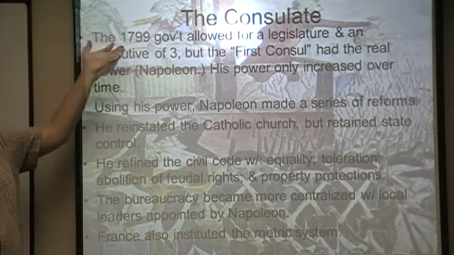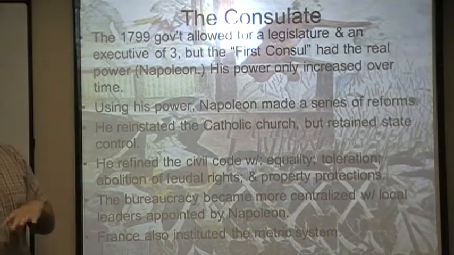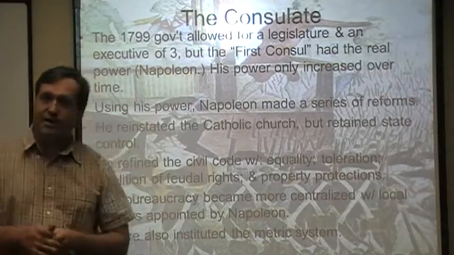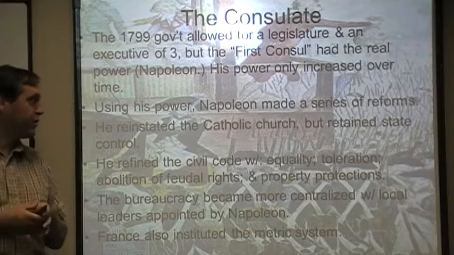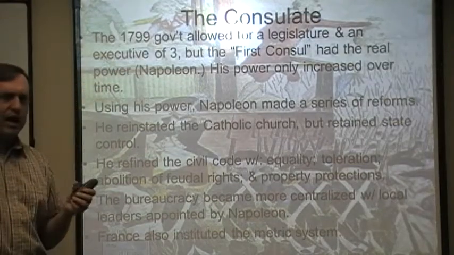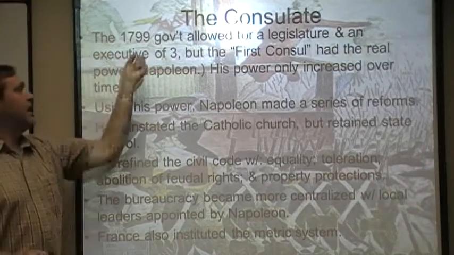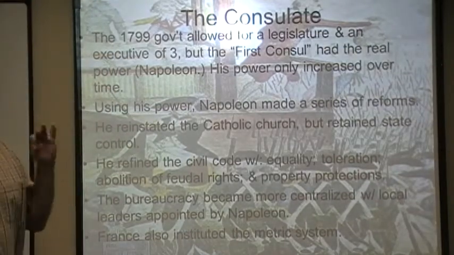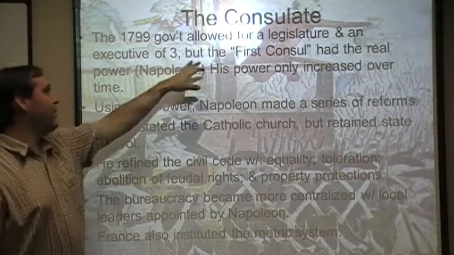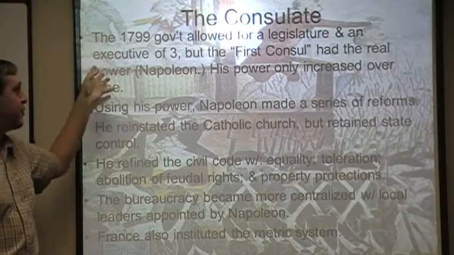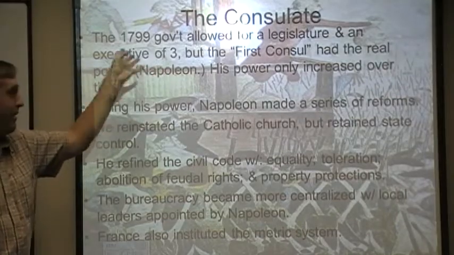Right? So the new 1799 government is going to be different than the previous one. It allows for a legislature, so you've got a legislative branch. These guys are going to vote on what the rules are. And it did have an executive, but they were afraid of one person taking power, so they split it up into three. You essentially had three co-presidents. These were called the consuls, right? But of the three, you had a first consul, and the first consul had the real power. Now, big surprise, that's going to be Napoleon, right?